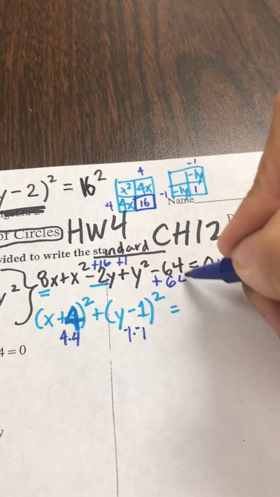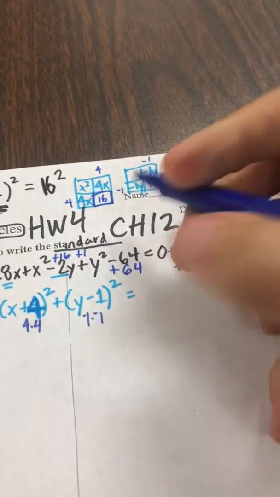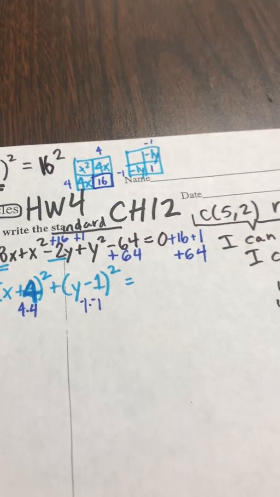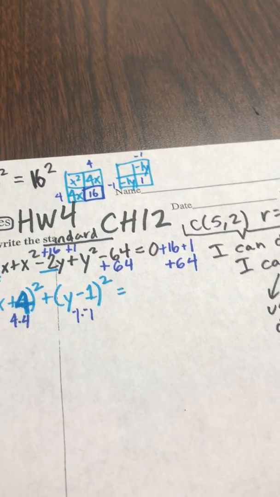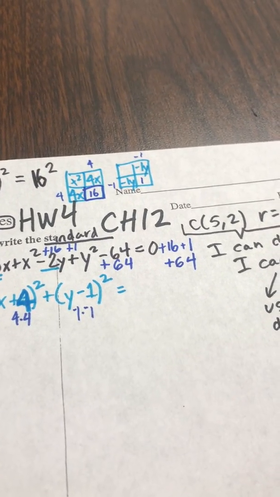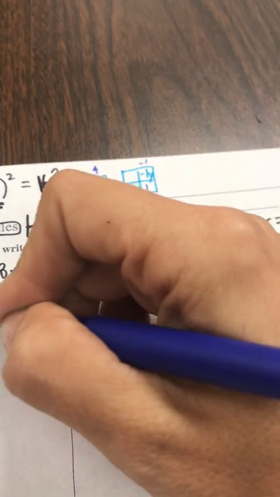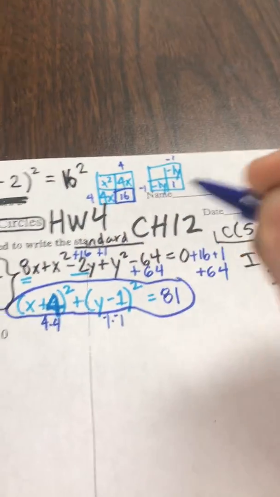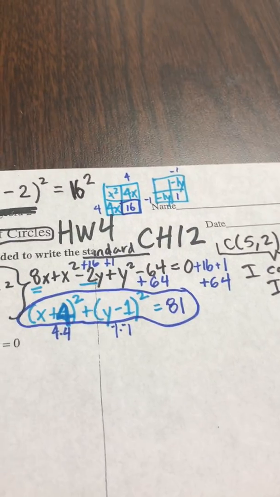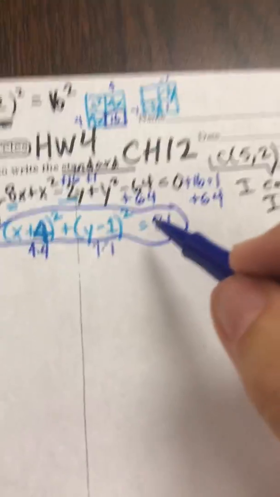And notice the 64 needs to move back over here. So it was here to begin with, but that's okay. So when I add all that up, 0 and 16 and 1 and 64, I get 81. So they said write it in standard form, which would be totally okay. The reason why I got excited was that means my radius is 9. Pretty cool. Okay, so I wrote it in standard form.